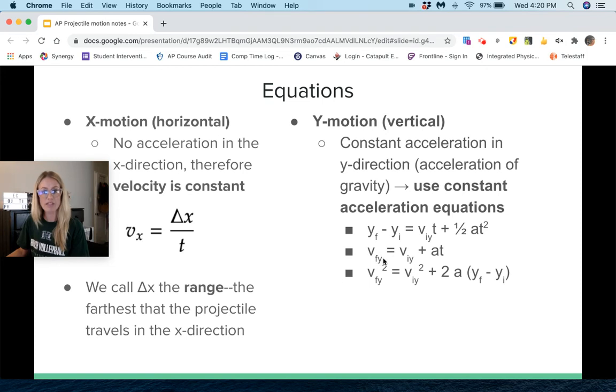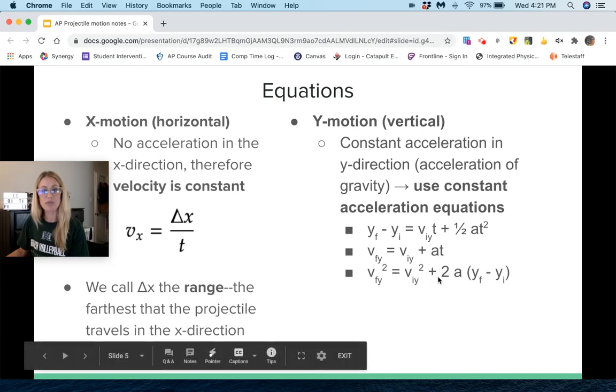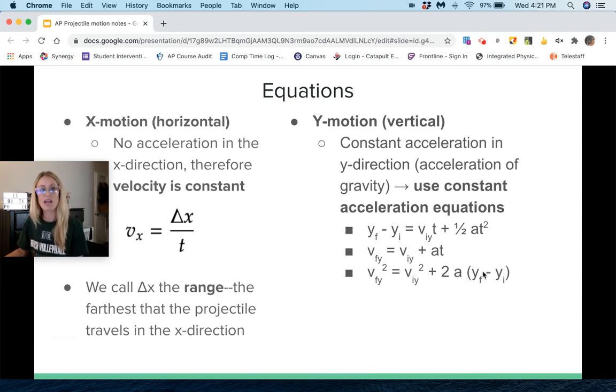And then we have final velocity in the y direction equals initial velocity in the y direction plus acceleration times time, and then final y velocity squared equals initial y velocity squared plus 2 times the acceleration times the displacement in the y direction. Now we talked about this when we talked about free fall motion, that vertical motion as something's falling through the sky.